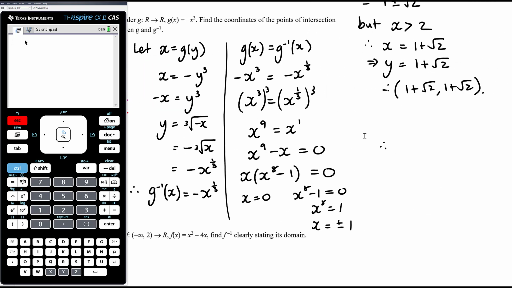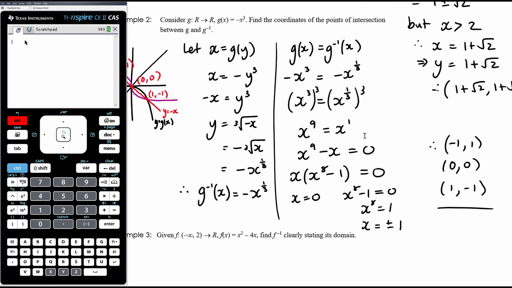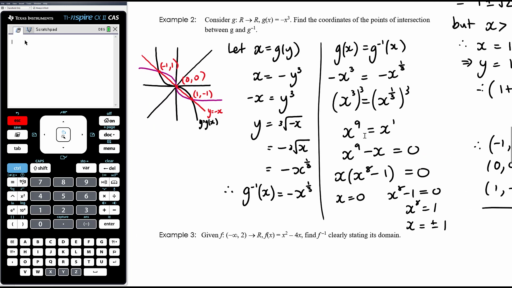So therefore we're going to have (-1, 1), (0, 0), and (1, -1) as our 3 points of intersection between those two graphs. If you just solve g(x) = x, you would only have found this one. So do think a bit graphically about what's happening, so you can know whether you can just solve g(x) = x or whether you need to solve g(x) equals the inverse of g(x).